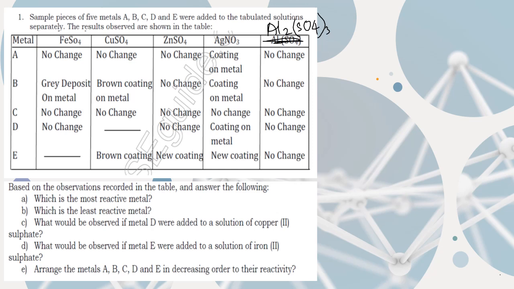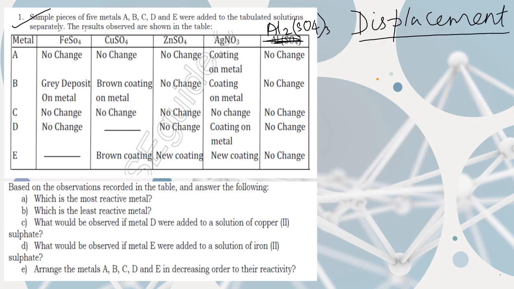Hi, we are here to learn to solve these kind of higher order questions which are based on displacement reaction. Now, displacement reaction is a reaction in which a more reactive metal displaces the less reactive one. So you need to read the table very carefully.